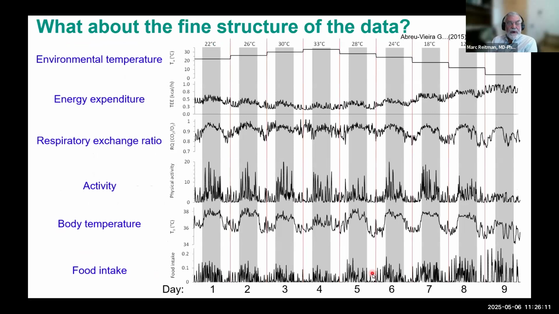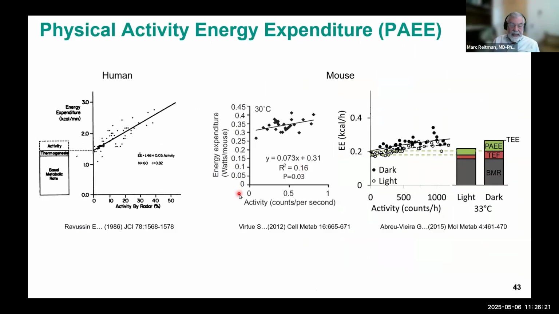Okay. The next point I want to bring up is, what about all the fine structure? I sort of ignored a lot of the fine structure in the data. But you see, there's all this information here. What's really going on? And so what people have done is said, well, this is a human example from Bouchard and Ravussin from a bunch of years ago, where they said, well, what is the cost of physical activity? They extrapolate human physical activity to zero. And from this line, they can now get a measure of human physical activity energy expenditure. We and others have applied this to mice, but I now think this is not the right thing to do.